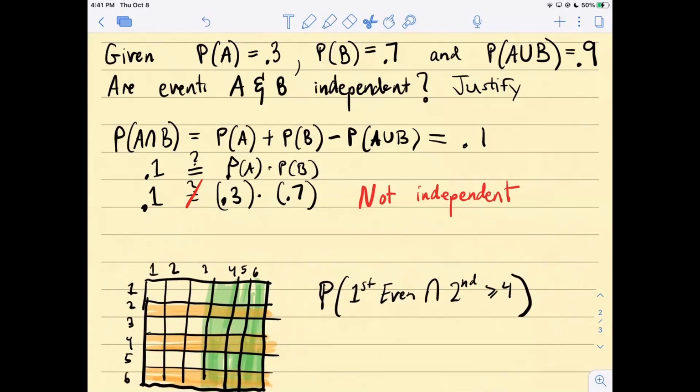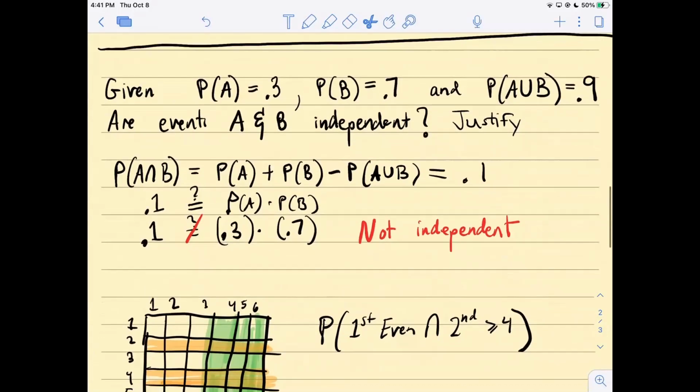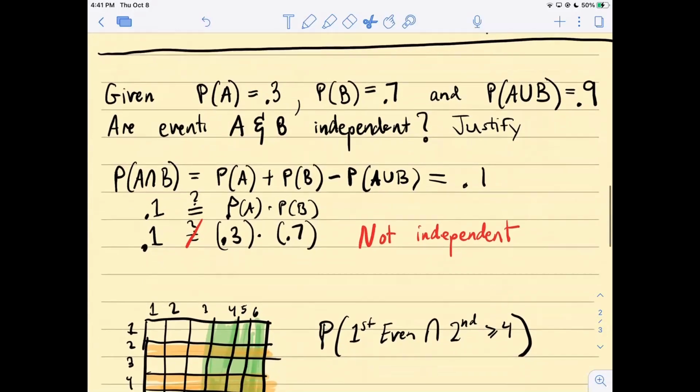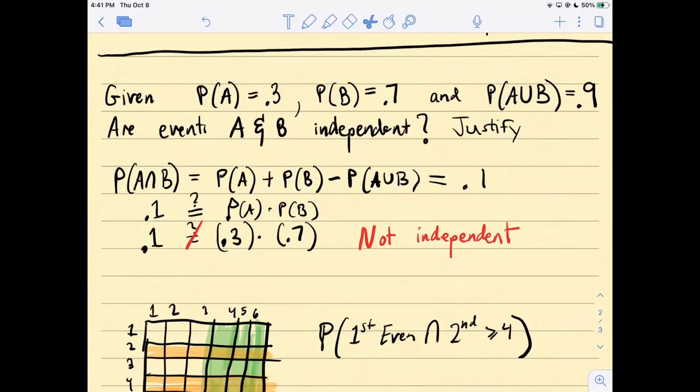But back to our problem, to test for independence, all you need to do is really simple. Just check that P of A and B equals P of A times P of B. In this problem, we don't have P of A and B, we are only given the union. But we can use what we learned last time to get the intersection. Once we get the intersection, which was 10%, check whether it matches 0.3 times 0.7. It doesn't, so it's not independent.